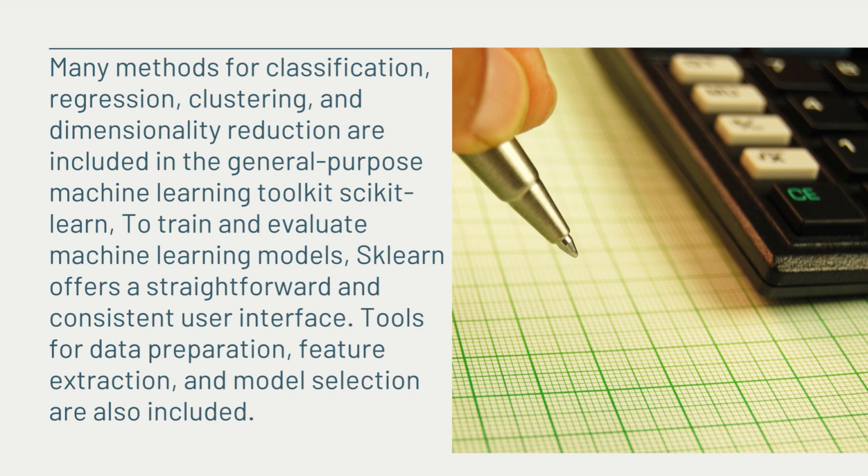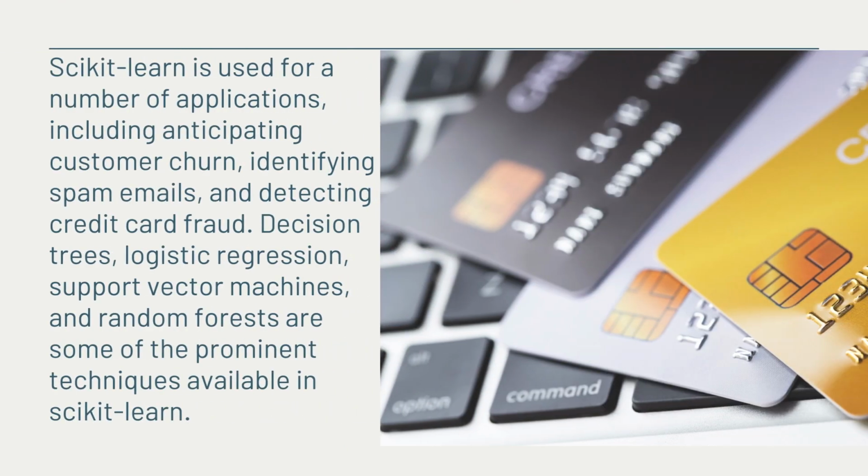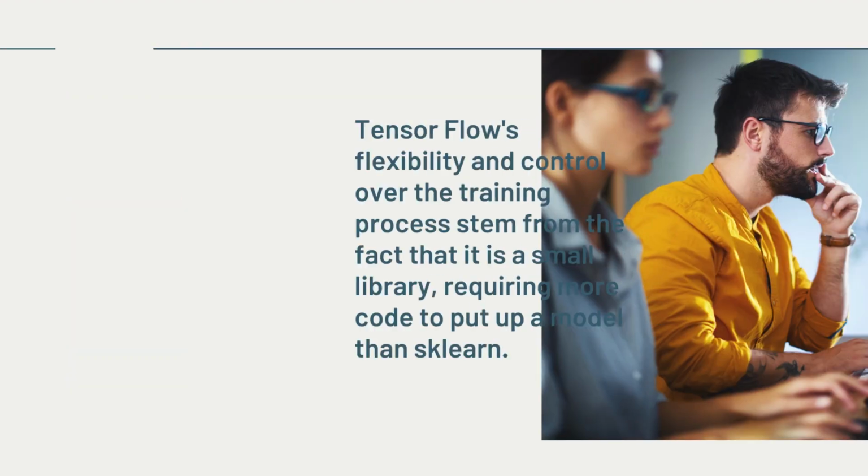Many methods for classification, regression, clustering, and dimensionality reduction are included in the general-purpose machine learning toolkit Scikit-learn. To train and evaluate machine learning models, Scikit-learn offers a straightforward and consistent user interface. Tools for data preparation, feature extraction, and model selection are also included. Scikit-learn is used for a number of applications, including anticipating customer churn, identifying spam emails, and detecting credit card fraud. Decision trees, logistic regression, support vector machines, and random forests are some of the prominent techniques available in Scikit-learn.